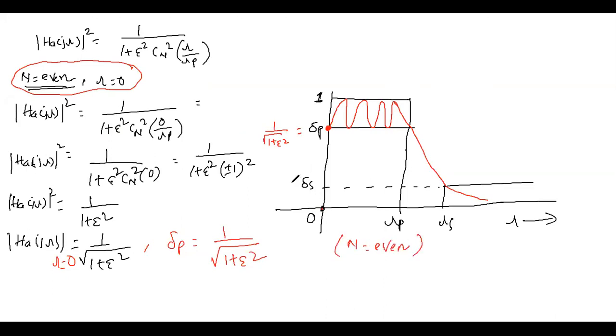Okay, similarly, we can see for n is odd. Now can you suggest how we can do it for n is odd? If you take n is odd, just... okay, we'll see in the next step, not here.